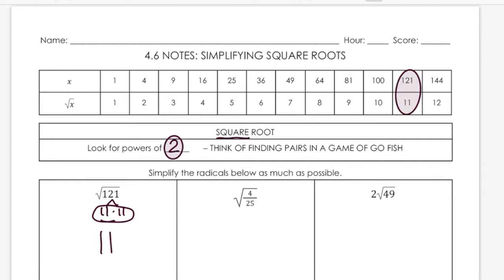Now, most people freak out about the next one because it is a fraction, but you just got to focus on one number at a time, so I'm going to focus on the 4 first. Well, square root of 4 is right here. So that's 2 over. Then we have the square root of 25. That's 5. So it's just 2 over 5. And that's it, guys. That's all you have to do.